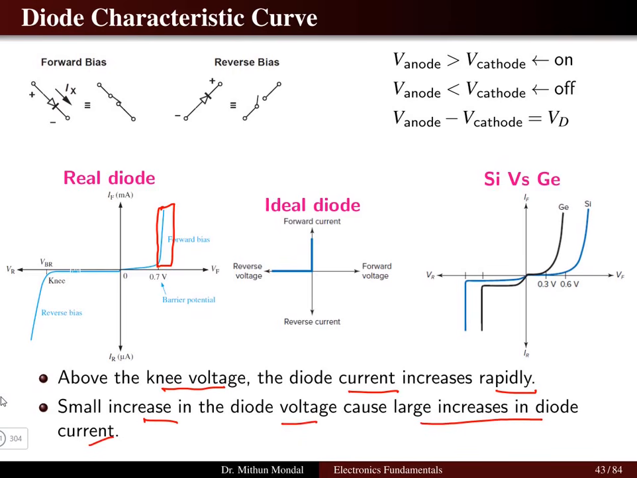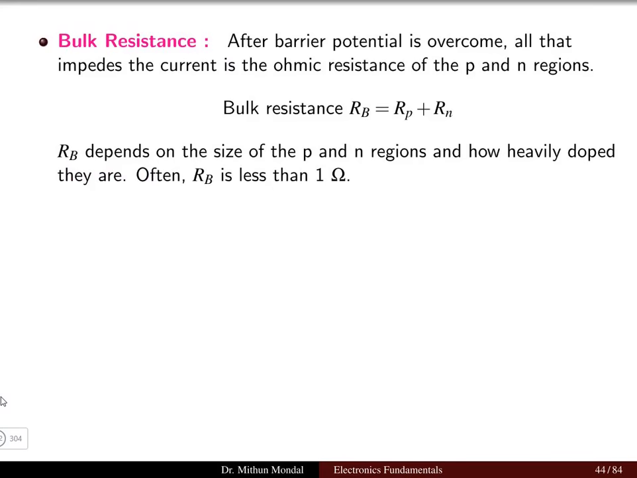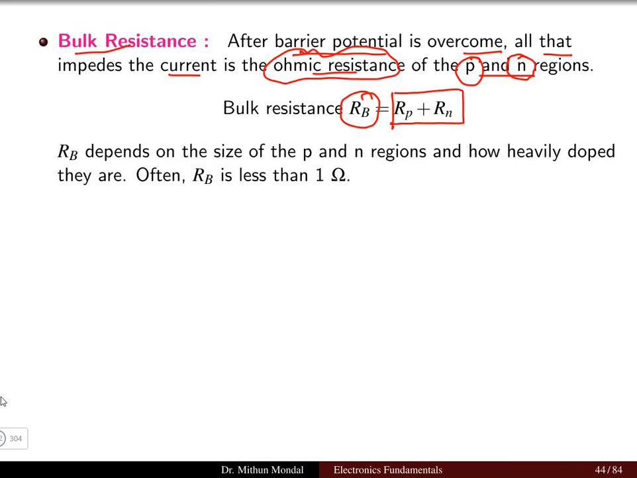So if we increase the voltage a little bit, the current will increase very fast, and there should be an upper current level which is given in the data sheet. What is bulk resistance? After the barrier potential is overcome, all that impedes the current is the ohmic resistance of the P and N region. So there is some resistance which is offered by the p-type material and the n-type material. The bulk resistance of the diode is the total resistance offered by the p-type and n-type material.